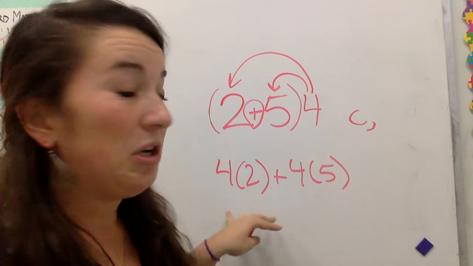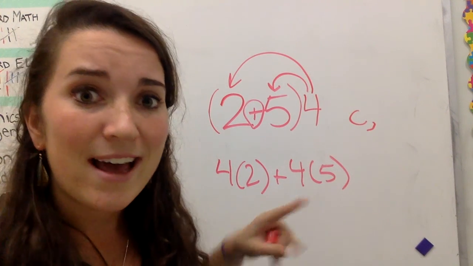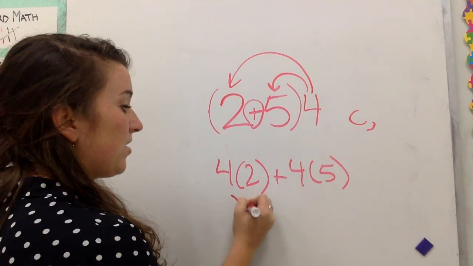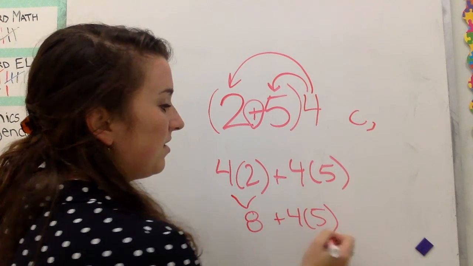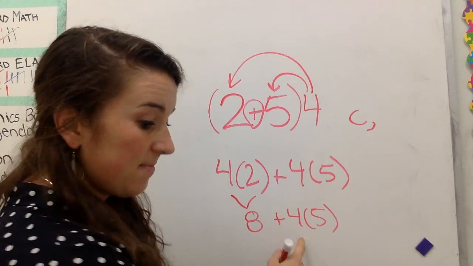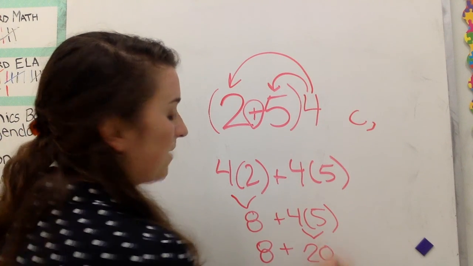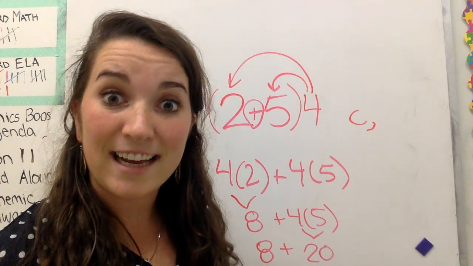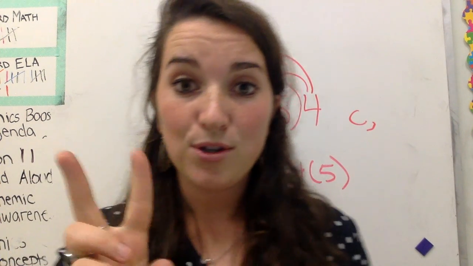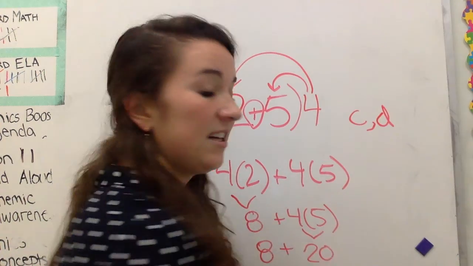I know that I can use my order of operations and do my multiplication before my addition, and then I'll see what I get. So I know 4 times 2 is 8, plus 4 times 5. Then we have another multiplication that we can simplify. So let's rewrite 8 plus 20. That looks exactly like letter D. So we have 2 equivalent expressions, C and D.